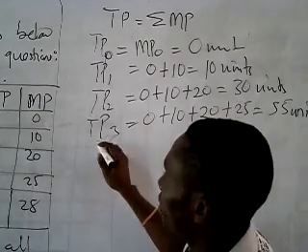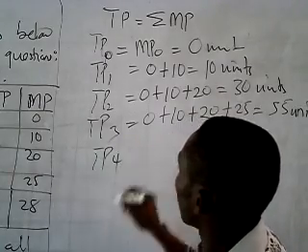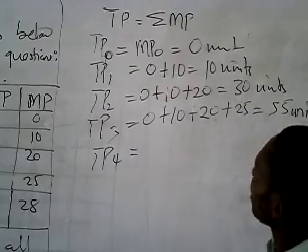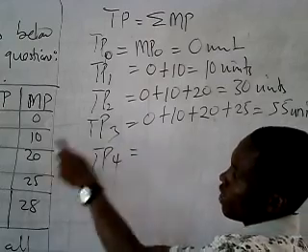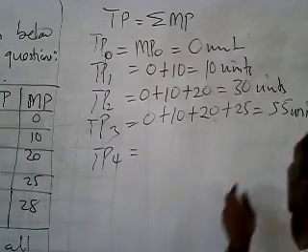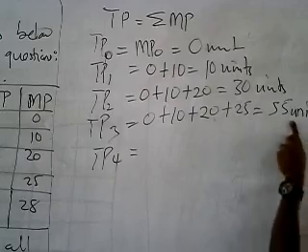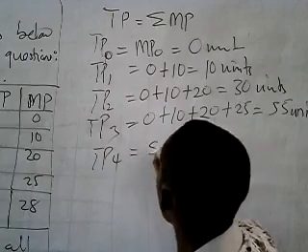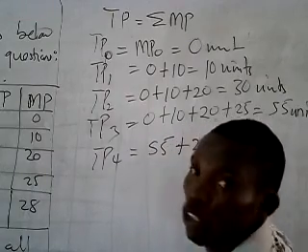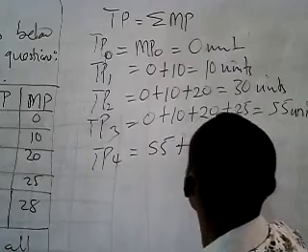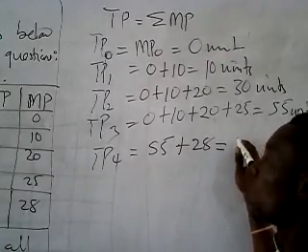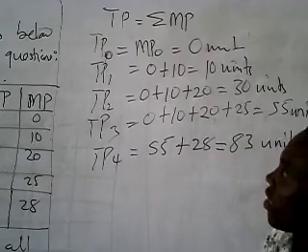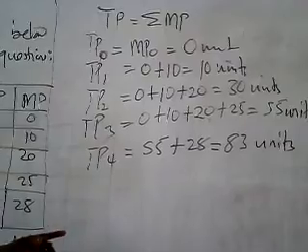Now the last one, total product 4, when the fourth variable factor was employed. Now we can add the previous total product plus the current marginal product, which is 55 units plus the current one, which is 28. So 55 plus 28, you will get 83 units. So we can fill in the table now.